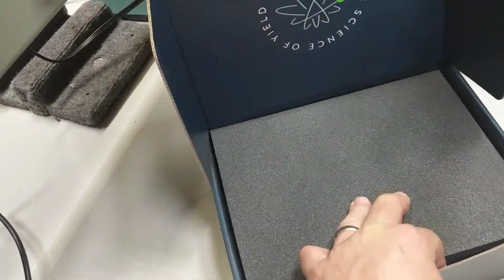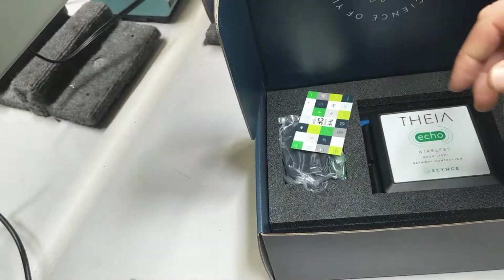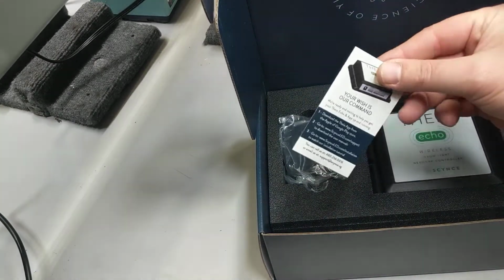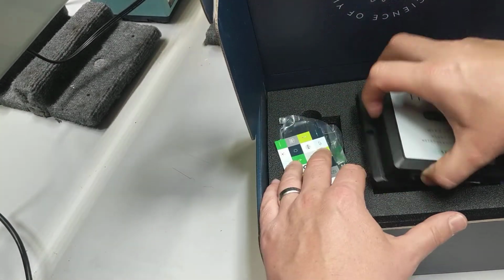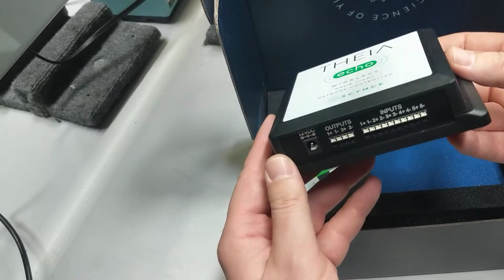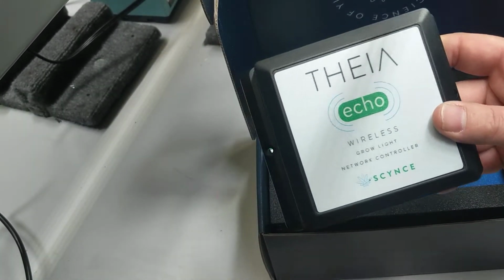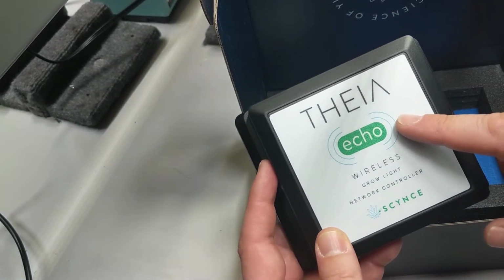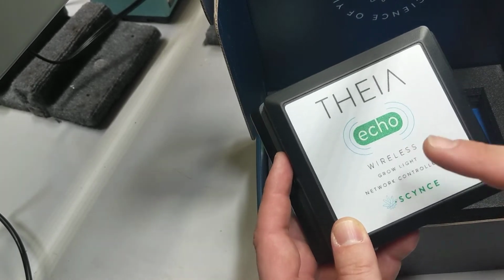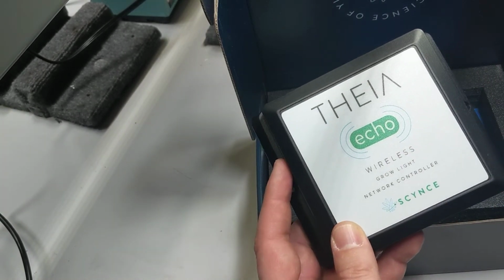Big old hefty box here. There's our logo. Pop this guy out. It's got a little installation card and an adapter or a cord or a plug, I'm sorry. And then this is the Echo unit. So again, this has the same radio as our lights inside. It thinks it's a light, and this will take a command and share it wirelessly with the lights.